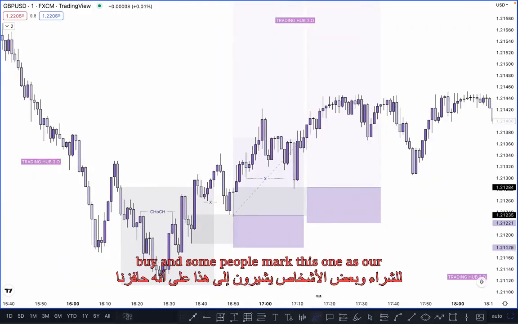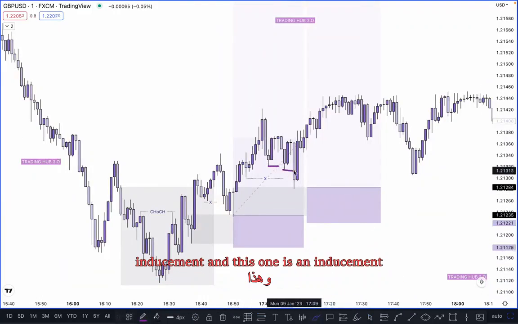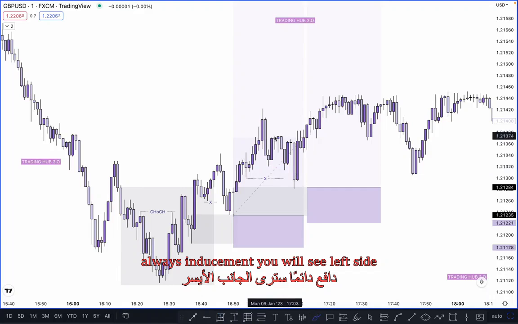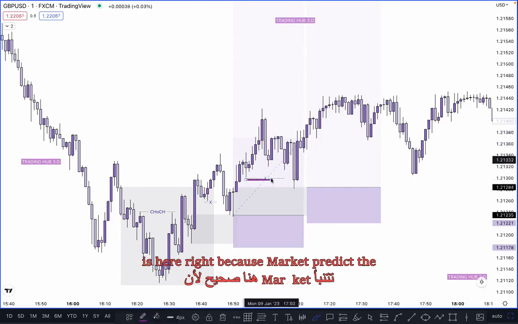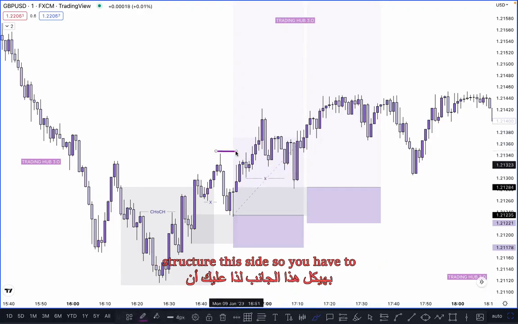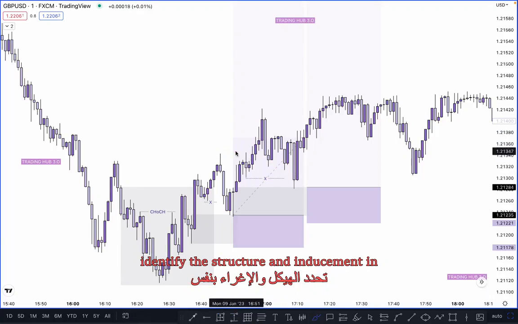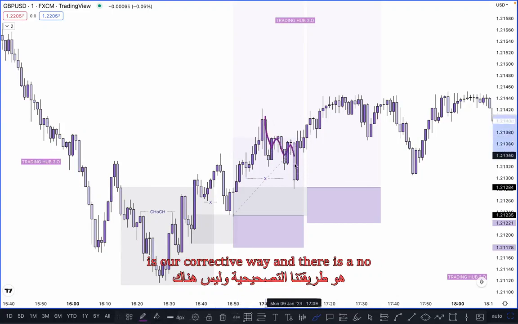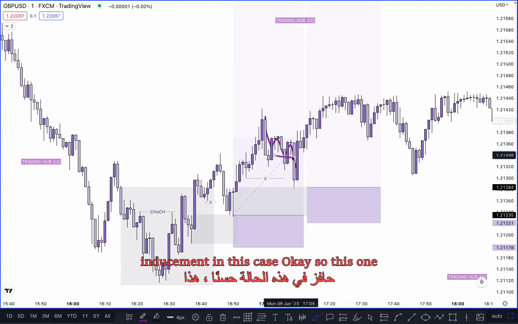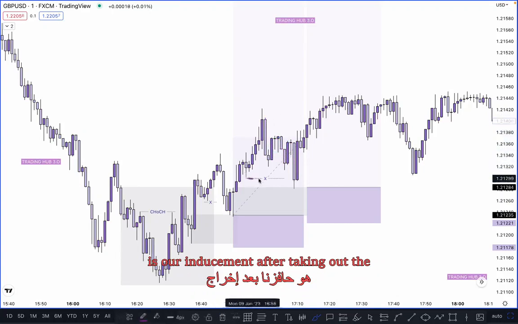And some people mark this one as our inducement and this one as an inducement. Always, inducement you will see on the left side here, right? Because the market broke the structure on this side. So you have to identify structure and inducement in the same way, not this one, because this one is our corrective way and there is no inducement in this case. Okay, so this one is our inducement.